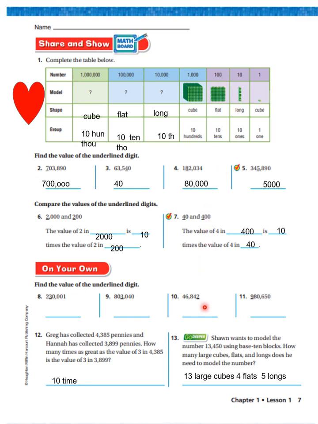All right. Sean wants to model the number 13,450 using base 10 blocks. How many large blocks, flats, and longs does he need to model the number? Well, get your base 10 blocks out if you have them. Show me 13 large cubes. Show me 4 flats. Show me 5 longs. And if you show me that, I bet you're going to come up with that number, 13,450.